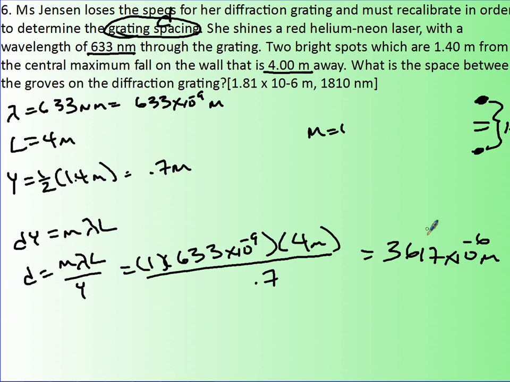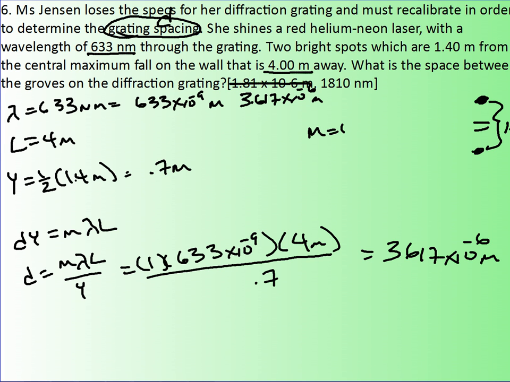Let's see if I got my answer right. It tells me my answer is wrong. Happens. 3.617 times 10 to the negative 6 meters would be the answer if this were the distance to the first bright spot. Oh well, Miss Jensen makes mistakes all the time.